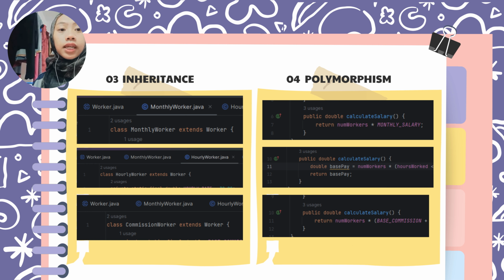The last principle is polymorphism. Polymorphism also has two types, which are first, overloading, and second, overriding. In this program, I use polymorphism overriding. Polymorphism overriding is a situation when the same method appears in the superclass and subclass. As you can see, the method calculate salary appears in both the superclass and subclasses. So there is polymorphism overriding.